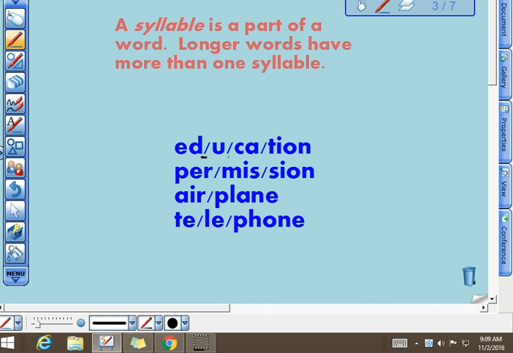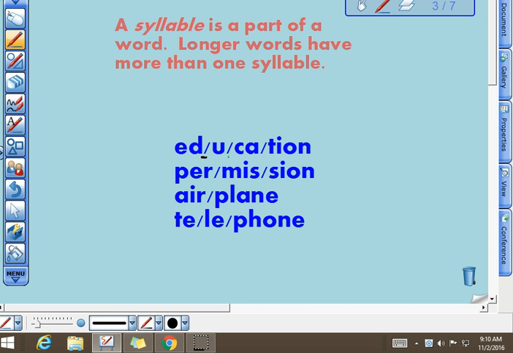Okay, so let's do it together. Education. How many syllables? 4. Very good. The next word, listen first. The word is permission. Like I have permission to go somewhere. Ready? Permission. Good. 3. The next word is airplane. Airplane. 2 syllables. Airplane. Okay.